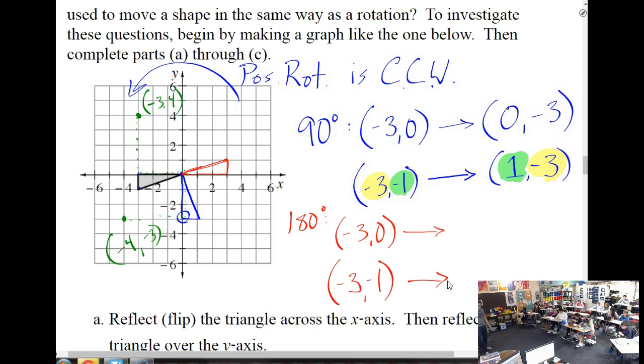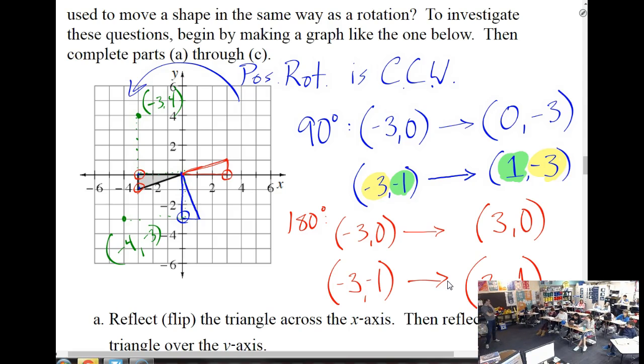So then for a 180-degree rotation, this point becomes this point, right? So -3, 0 becomes +3, 0. So what happens to -3, -1? This point right here. Excuse me, +3, +1.